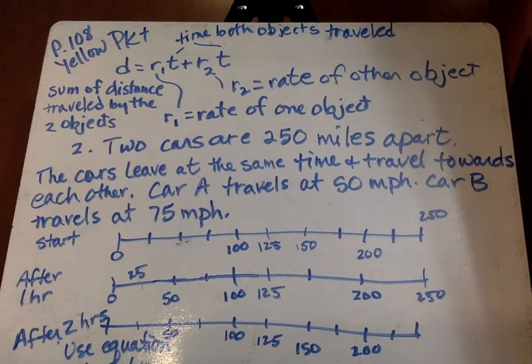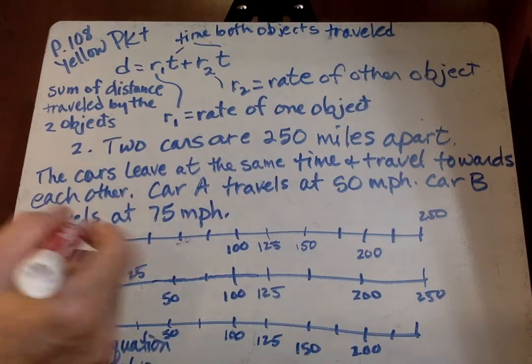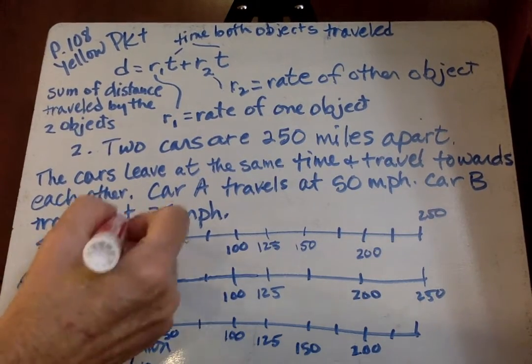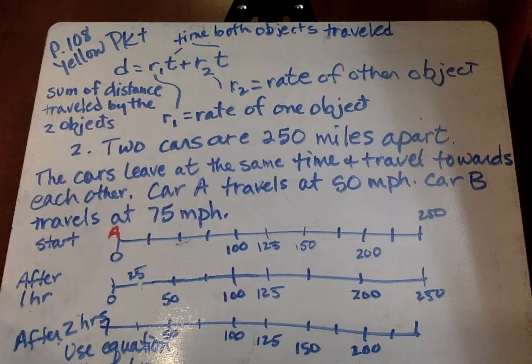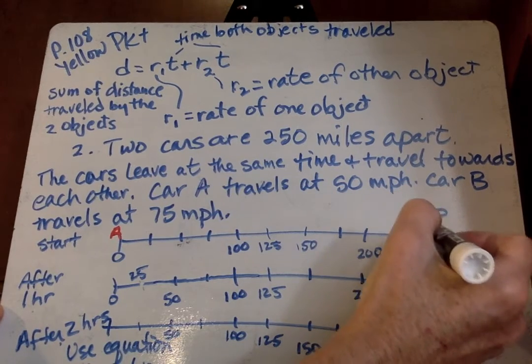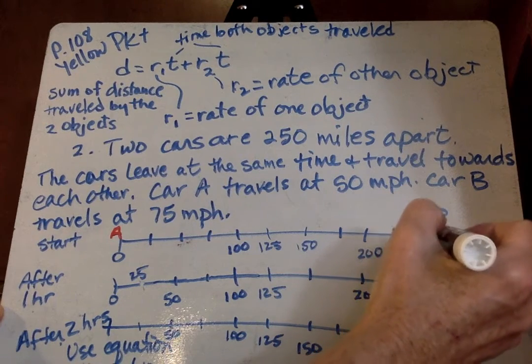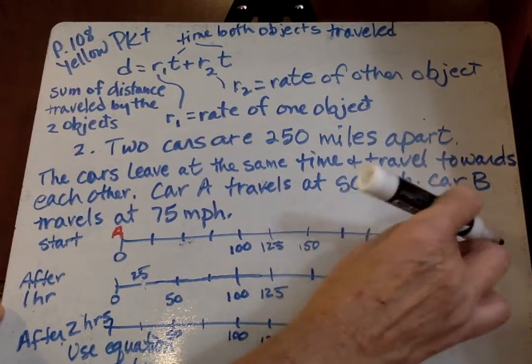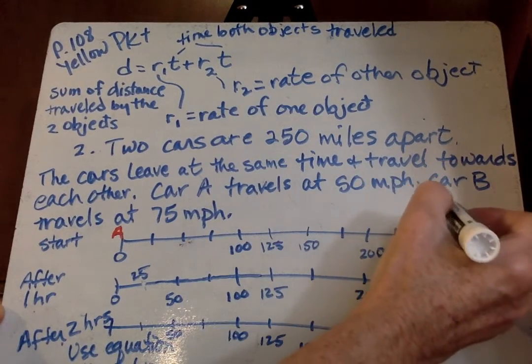Two cars are 250 miles apart. The cars leave at the same time and travel towards each other. Car A travels at 50 miles per hour. Car B travels at 75 miles per hour. So we're going to put car A at the beginning right here. And he's going at 50 miles per hour. And this is going to be car B over here, going at 75 miles per hour. And he's over here 250 miles away.